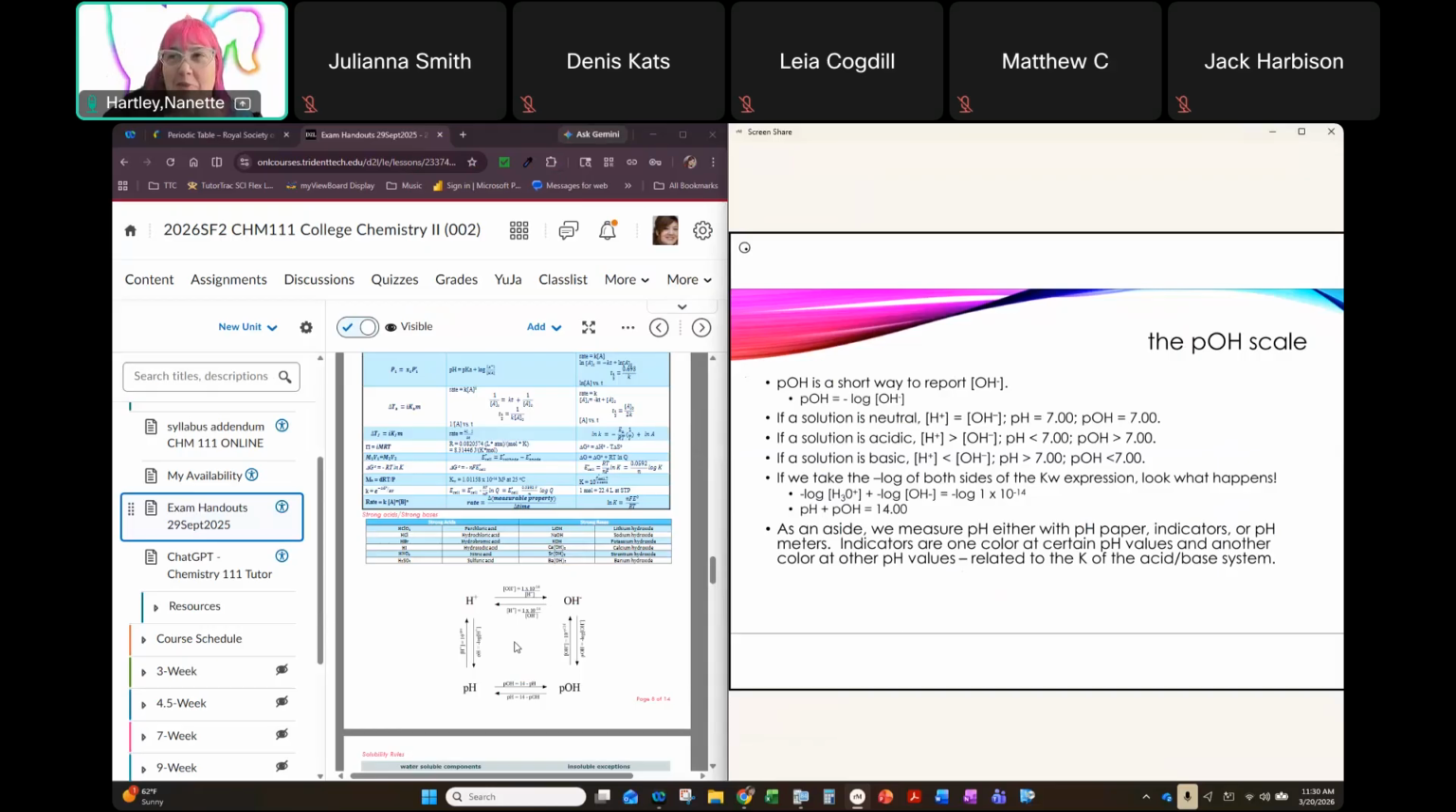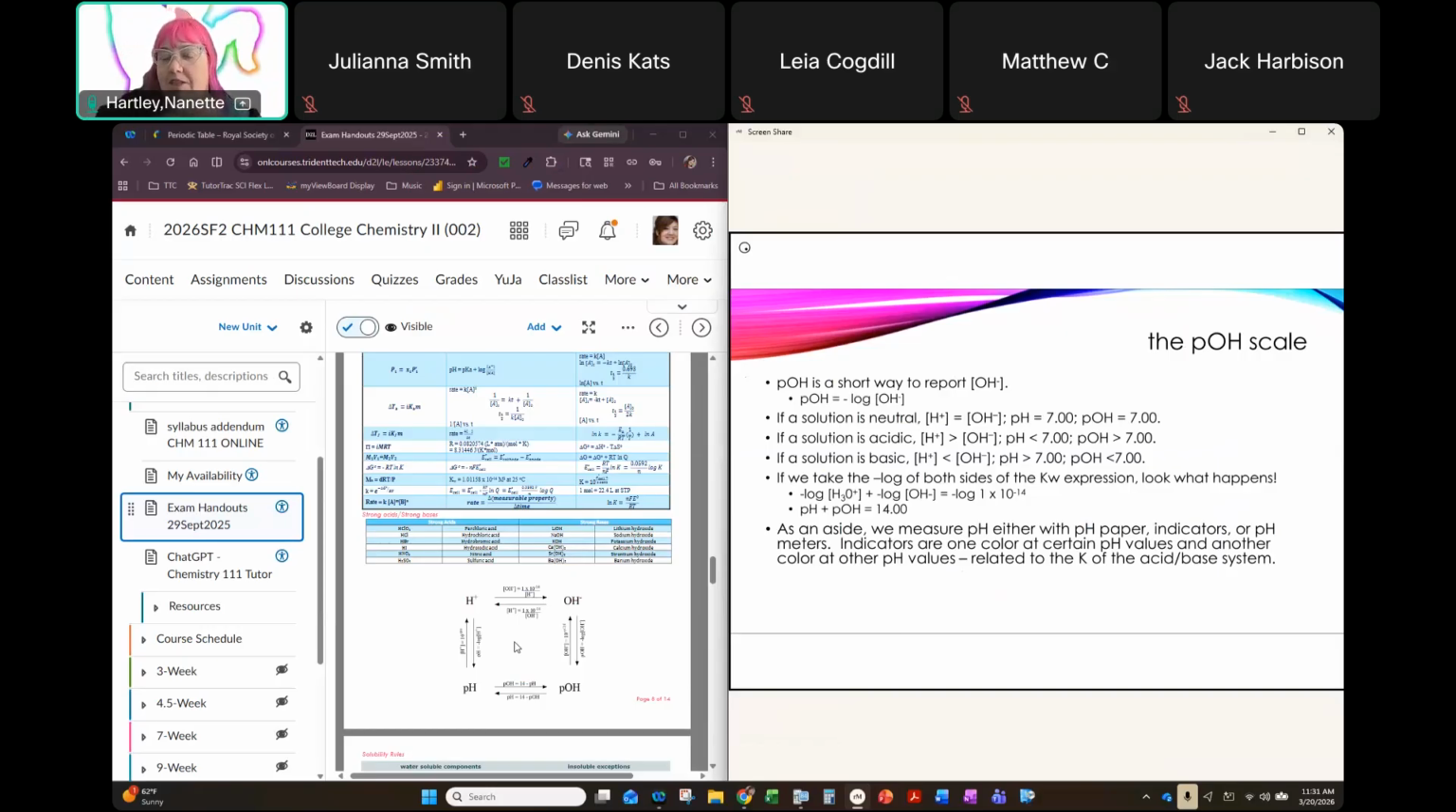We usually measure pH using pH paper, indicators, and pH meters. Indicators are things that change color depending on what the pH is, okay? And that's related to the K for the acid-base system of that particular compound. So as it goes from its acidic form to its basic form, it changes color. We'll come back to that when we look at what's going on with our acid bases, okay?